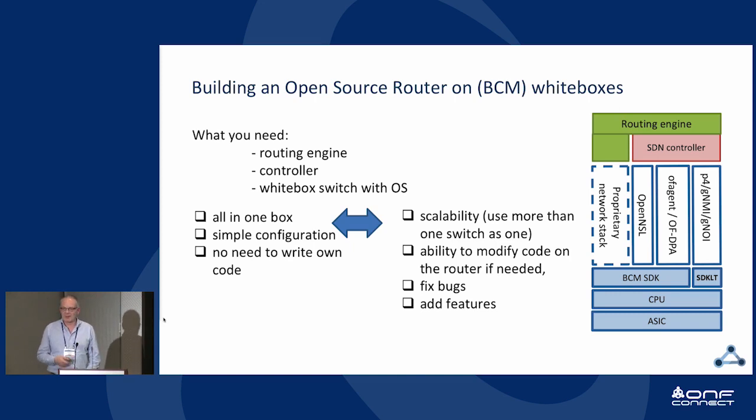Looking at what is required, here I'm trying to present what you actually need if you want to build an open source router based on Broadcom hardware. That of course is only Broadcom for now, but there's nothing standing against doing anything else. So you have a couple of options. Typically, you need a routing engine, a whitebox switch with an operating system, and then this glue in between that translates the outcome of the routing engine into the ASIC.